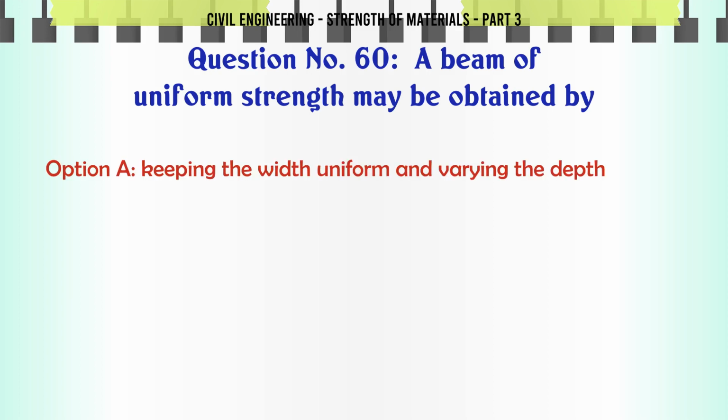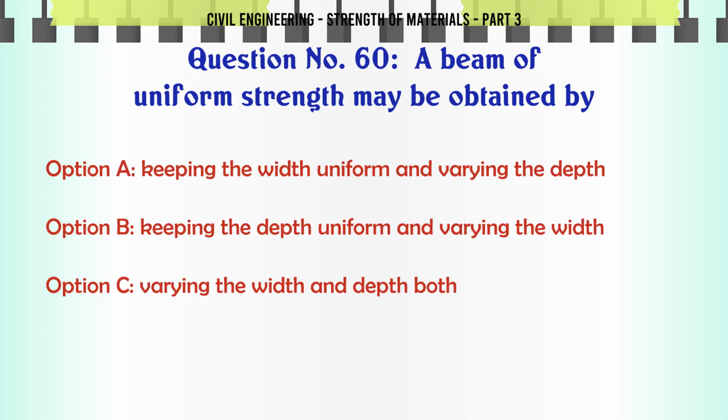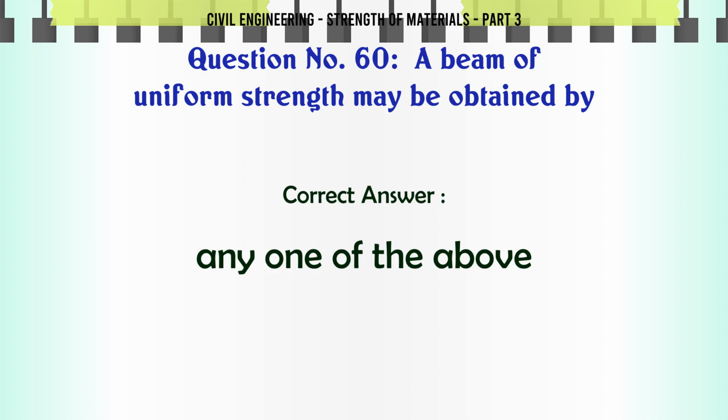A beam of uniform strength may be obtained by A. Keeping the width uniform and varying the depth, B. Keeping the depth uniform and varying the width, C. Varying the width and depth both, D. Any one of the above. The correct answer is any one of the above.